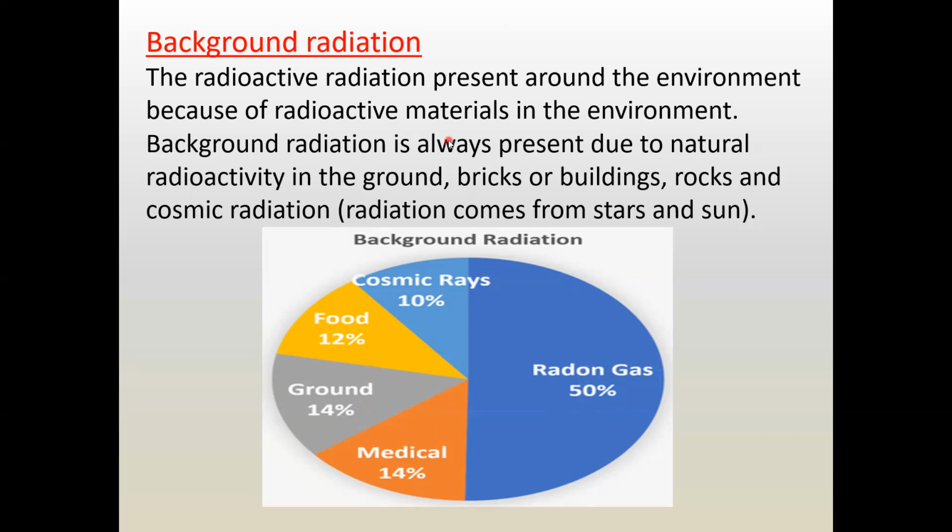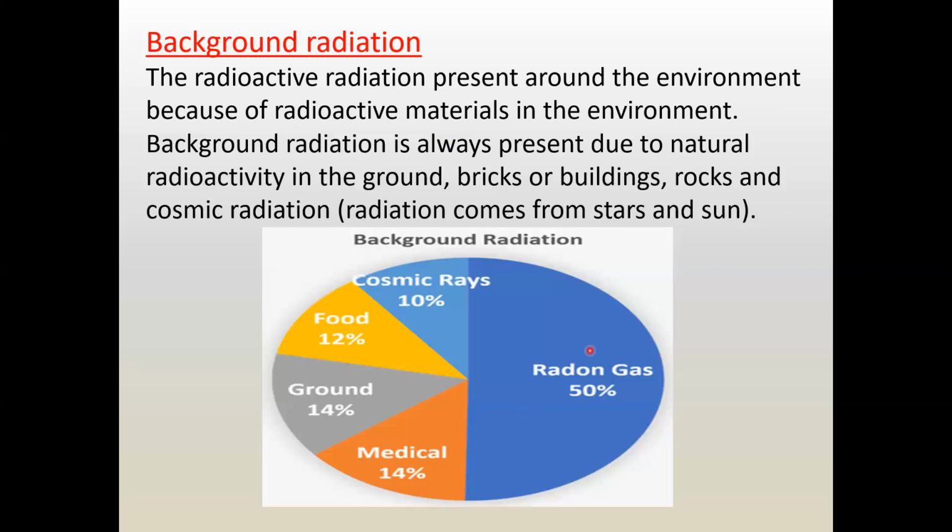So radioactive radiation is present all around our environment, and the radioactive materials in the environment are always present naturally, and they emit radiation, such as ground, bricks, buildings, rocks, and cosmic radiation, radiations from stars and the sun. So even if you're sitting in your room, you're also receiving these background radiations.